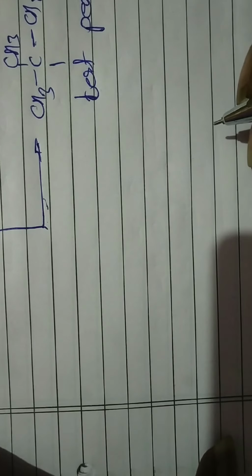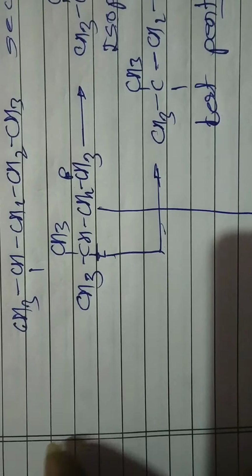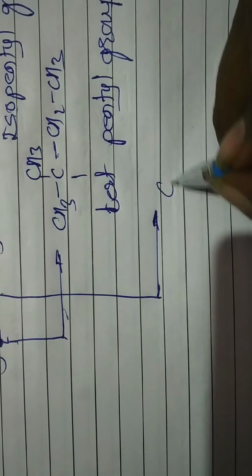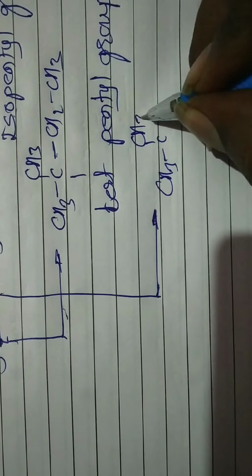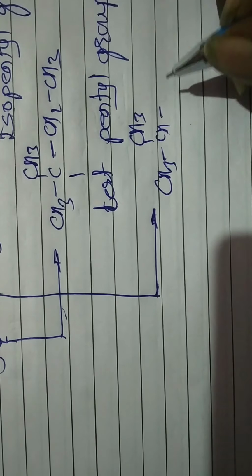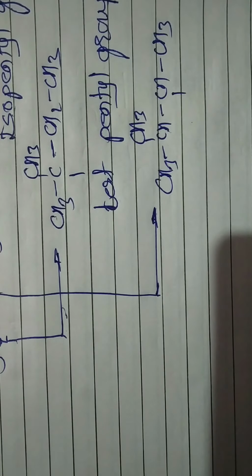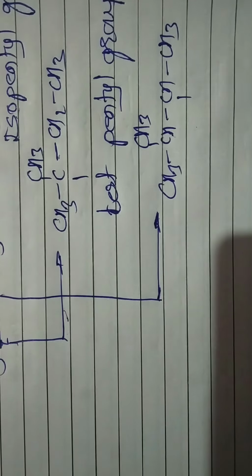If the common name is possible. For example, if a hydrogen atom is removed from this secondary carbon, the group formed is CH3, CCH3, CH3. This group cannot be named as secondary pentyl or isopentyl or N-pentyl. It has no common name. It can be given only an IUPAC name.